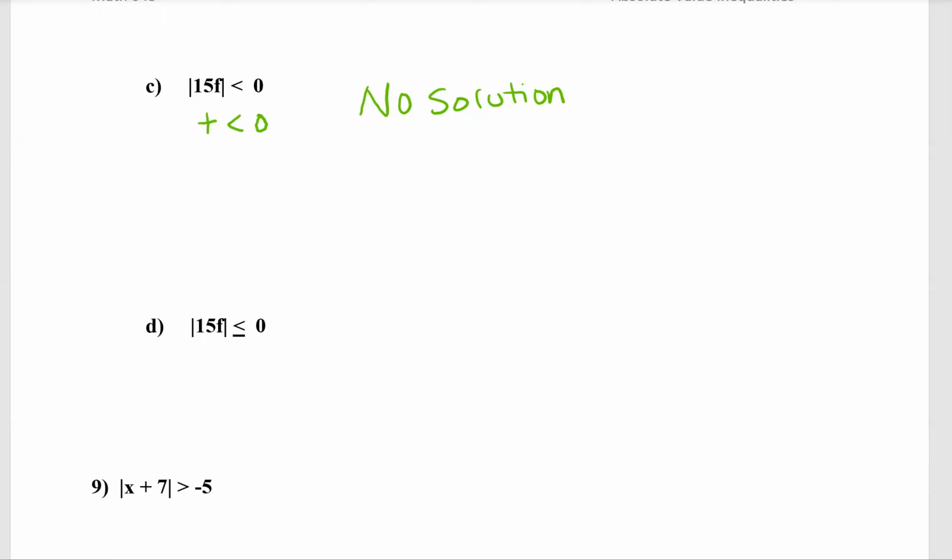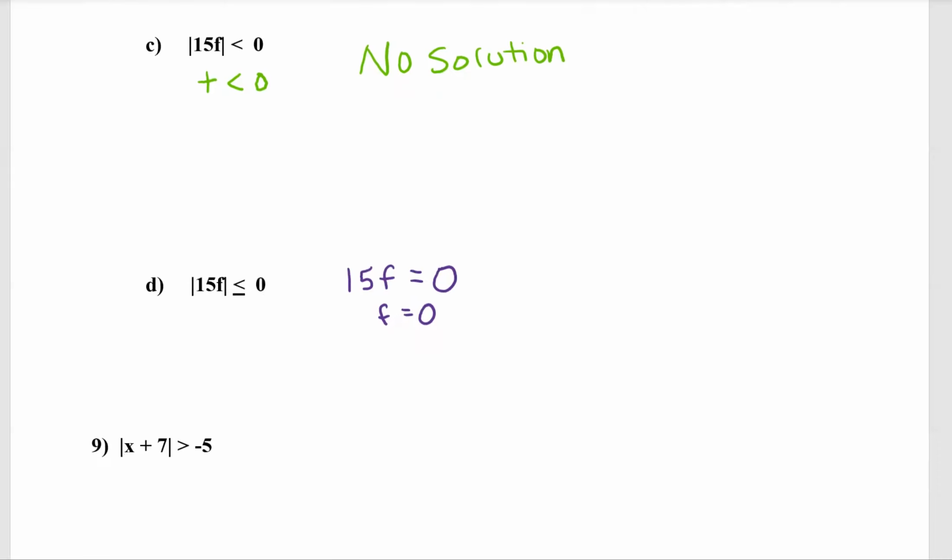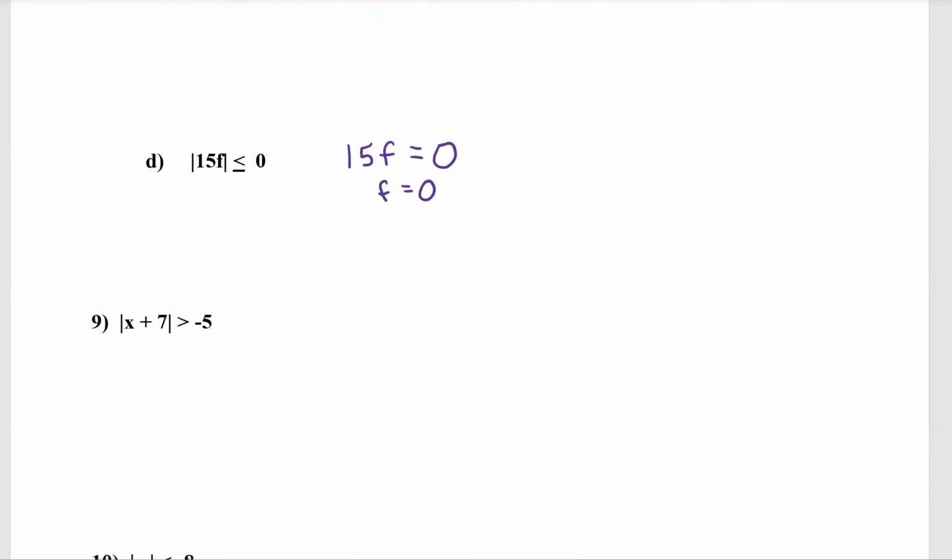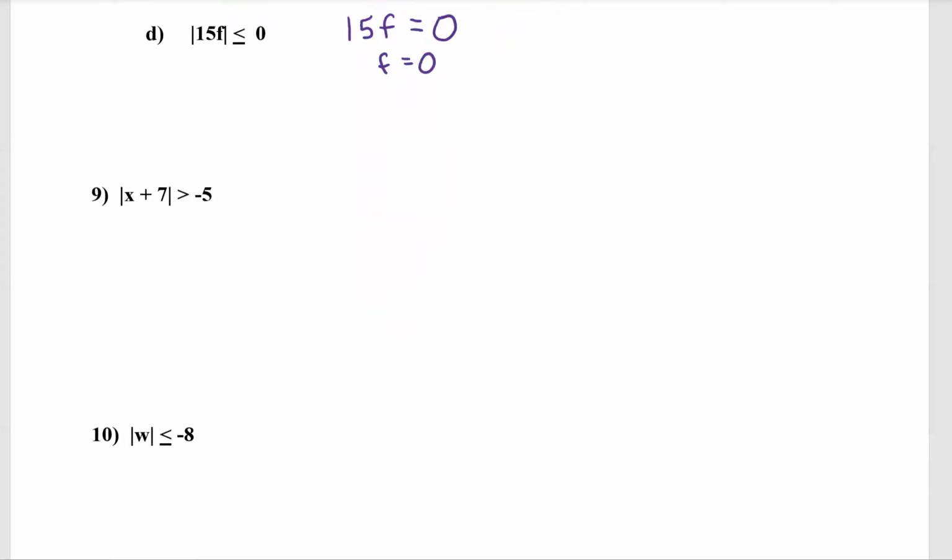Which leads us to letter D. The only time this absolute value is going to be true is when what is in the absolute value is equal to 0. So you would set what's inside the absolute value equal to 0 and solve. And in this case, it is 0. So for an absolute value that is greater than or less than 0, these 4 cases, just try to think logically and understand what values would make that absolute value inequality true.